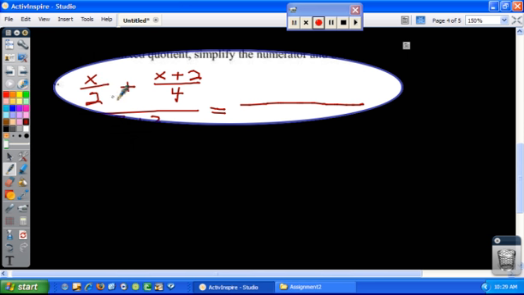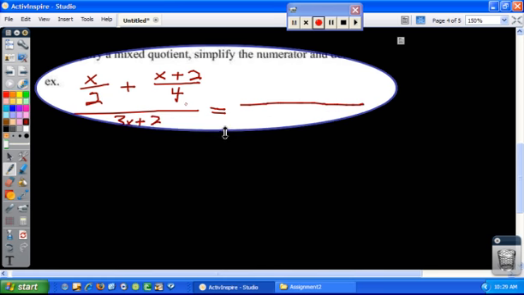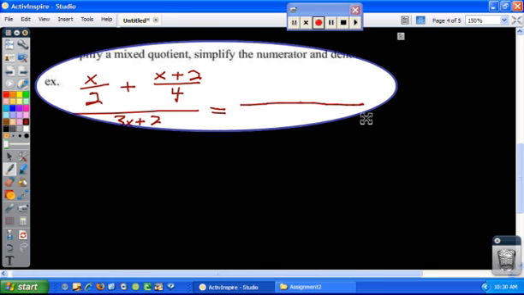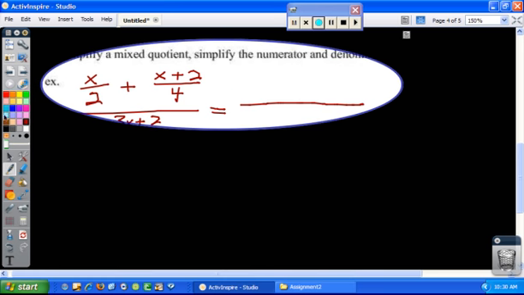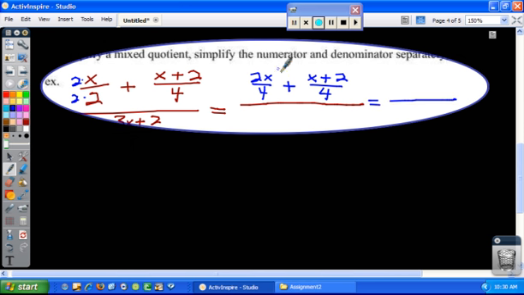It's up to you. So common denominator here, if I want to do that, well, I think it's going to be 4, right? Let me make that a little bit bigger. So I will multiply this thing by 2 on the top and bottom, and I get 2x over 4 plus x plus 2 over 4, and that is going to give me what? Well, 2x plus x, I get 3x plus 2 all over 4.